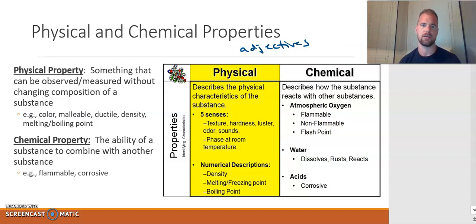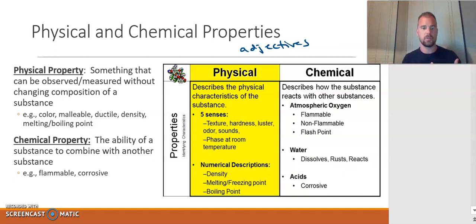I know you're thinking, why are you bringing English into this? We're talking about chemistry. I know, but think about, what do adjectives do? They describe, right? And properties are no different. Properties describe matter, and there are physical ways of describing matter and chemical ways. A physical property is something that can be observed or measured without actually changing the composition of the substance. In other words, a physical property is a way that I can describe matter, and I don't have to actually change anything about the matter.